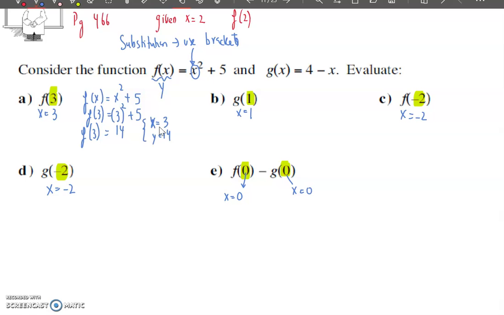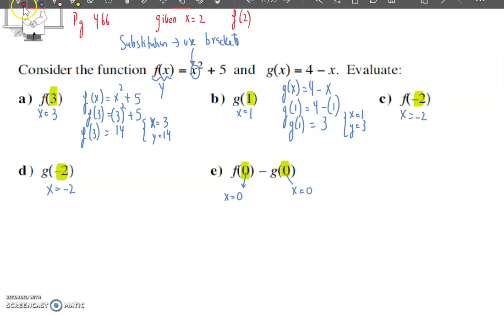Okay. Part B wants us to use the function g of x. So we will write g of x is 4 minus x. And now they want us to find the value of it when x is 1. So wherever there is x, I will put a 1 there. And that just becomes 3. So the function g of 1 is 3. So what does that mean? When x is 1, y is 3. Okay, you don't need to write this last part. I'm just doing that for explanation.